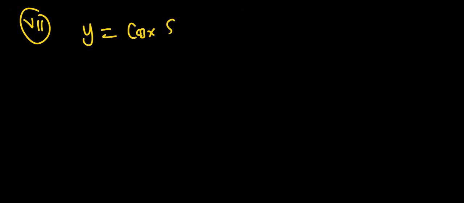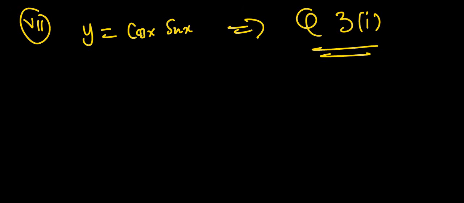The next question there is just number 7. Number 7, we have y equals cos x and sine x. Again, this is similar to number 1, so this is just the same as question number 1. So refer to question number 3-1. The answers are going to be the same because we're using the same method, which is product rule. So I'm not going to do this again. Check that it gives you the same outcome as well.